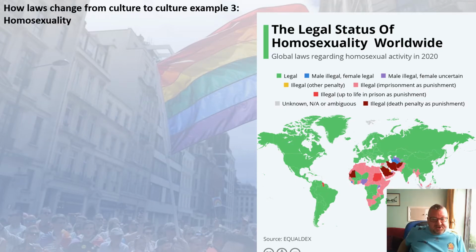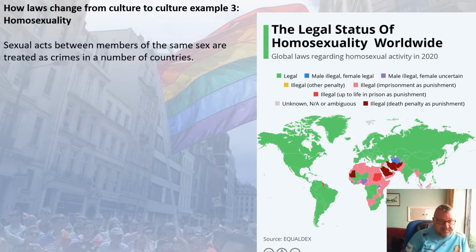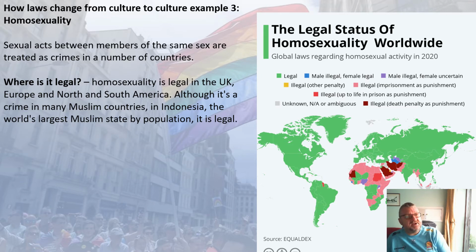And then for my third example, I'm taking homosexuality. So homosexuality, sexual acts between members of the same sex, are treated as a crime in a number of countries. And here you've got the map which shows where they're legal, illegal, etc. And you can study that at your own leisure. So where is it legal? Well, homosexuality is legal in the UK, Europe, North and South America, although again it's a crime in many Muslim countries. In Indonesia, the world's largest Muslim state by population, actually it's legal.